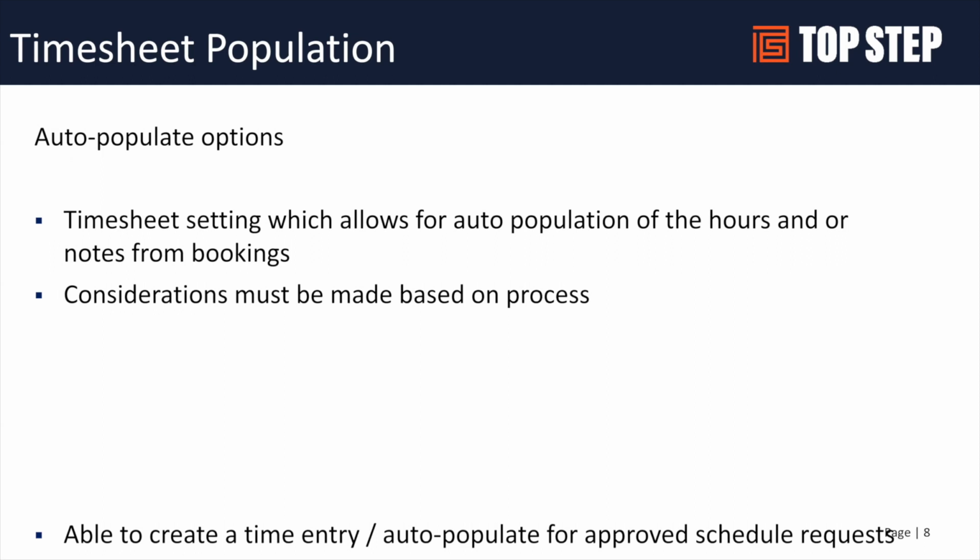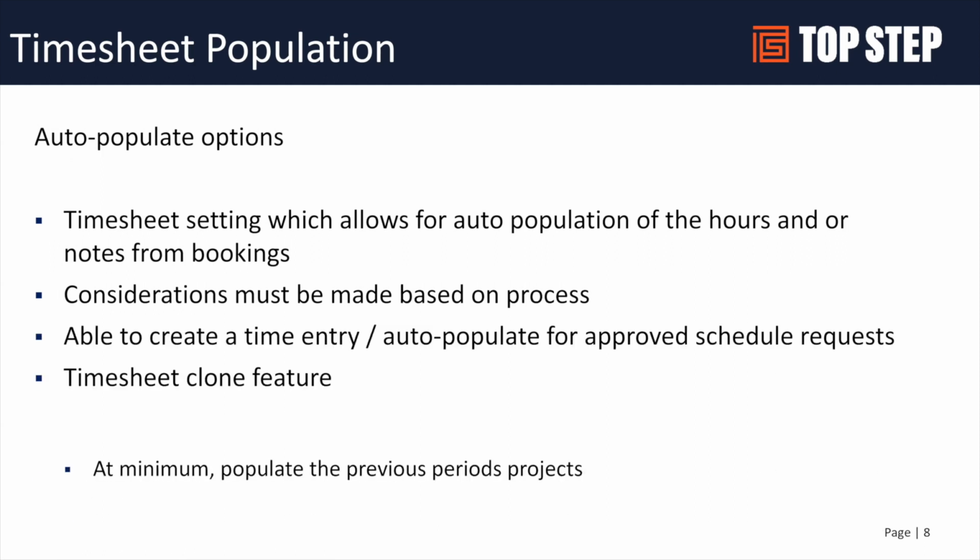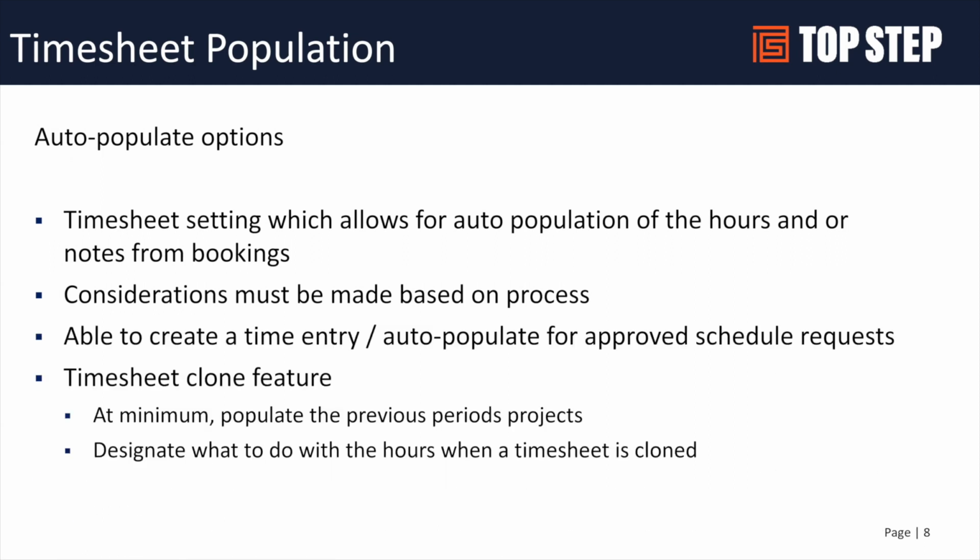Timesheet population. There's a bunch of options in OpenAir. We really need to think through those as we're going down the configuration process. But you can allow users to auto-populate their hours and or their notes from bookings. That's an option. Again, it is a global option. So if everyone has bookings in the system, and they go to create a timesheet for that week, you could have the bookings feed the timesheet with projects and customers and hours.